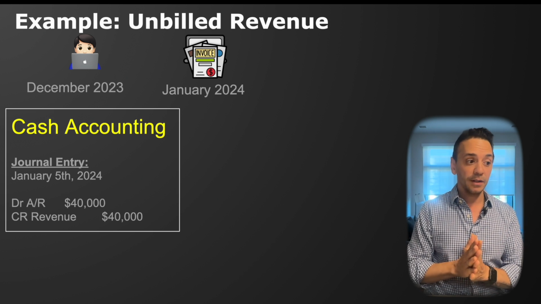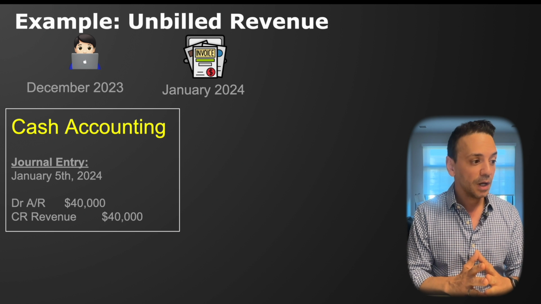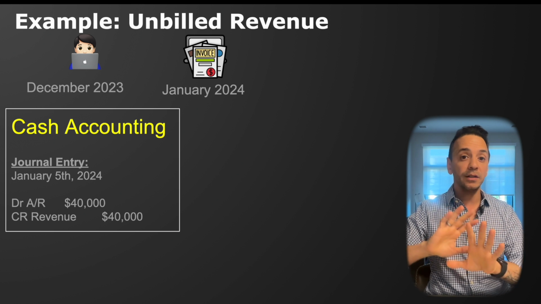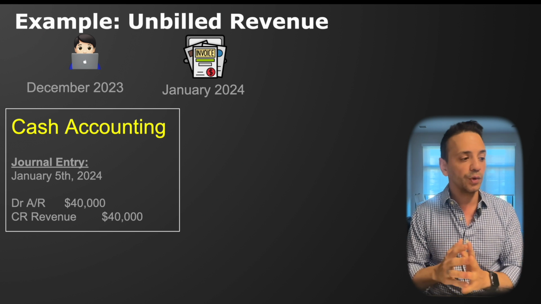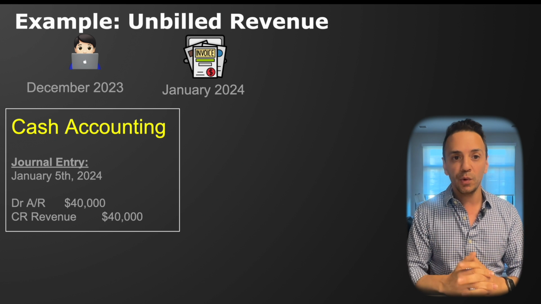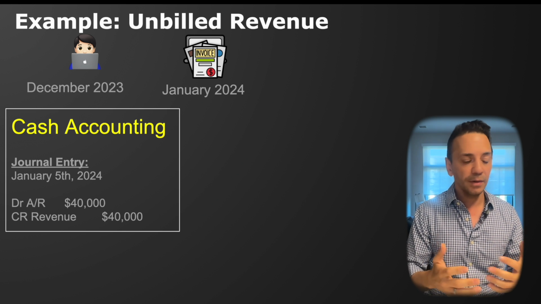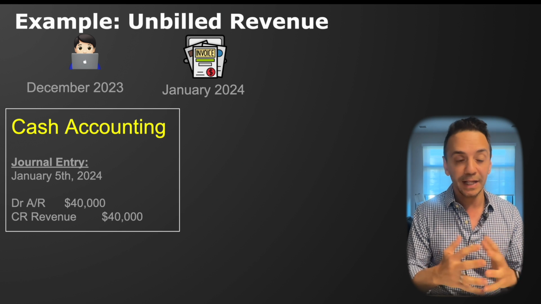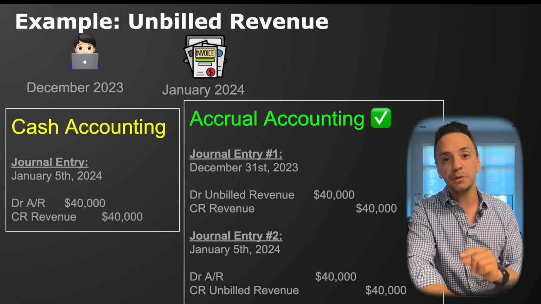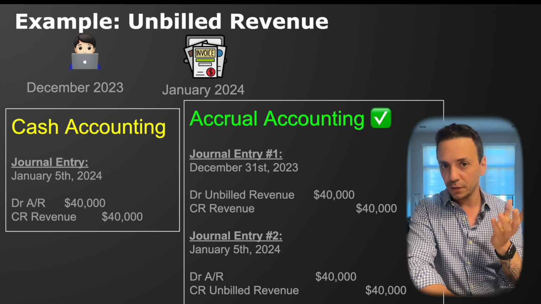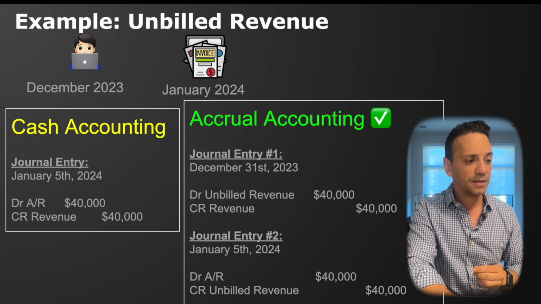Under cash accounting, which is used by smaller companies, the journal entry is easy. You wait until the invoice is issued in January of 2024, and you issue an invoice debiting accounts receivable and crediting revenue for $40,000. That's pretty simple, right? But we want to follow accrual accounting, which is correct under US GAAP and IFRS.